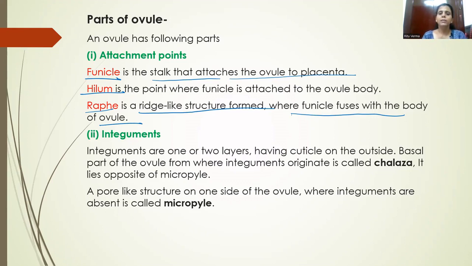The integuments originate from the chalazal end. This is important to note here. Integuments originate from the chalazal end and the end completely opposite to the chalazal end is known as the micropyle. The micropyle is a pore-like structure on one side of the ovule, and in the micropyle the integuments are absent.